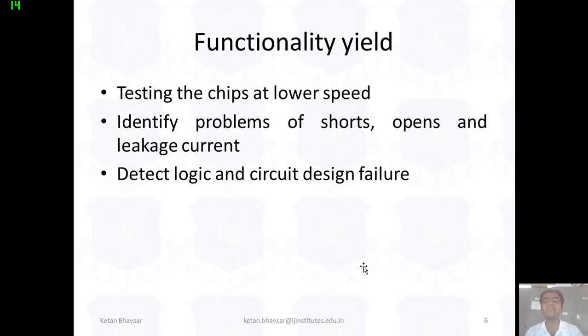Detect the logic and circuit design failures. If you're talking about the circuit, suppose we take one example of a voltage regulator. If you are not putting a capacitor on the output side, then definitely you are not getting a proper or smooth output. So we have to check this type of fault when we're talking about the functional yield. Also a logical fault is generated because of the pin configurations, if you are not connected in a proper manner, or you are not doing the programming well. These are the faults we can identify with the help of the functional yield.